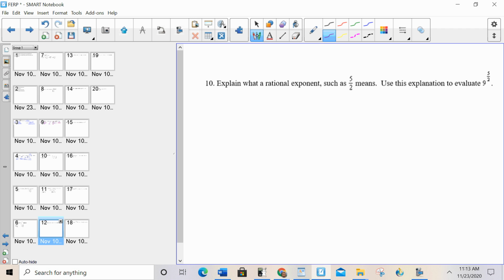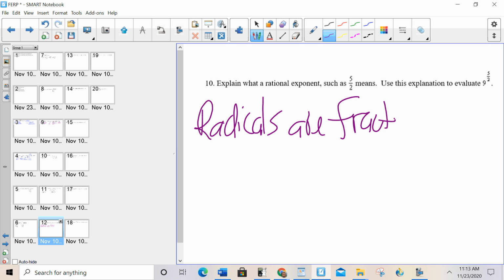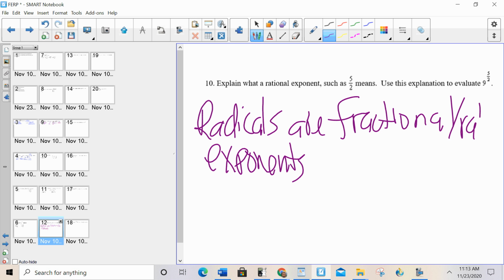Well, the answer is pretty much always the same. Radicals are fractional exponents. And we'll say fractional slash rational. So a rational expression is basically a fraction. So those terms are relatively interchangeable when it comes to fractions. A fractional equation is also called a rational. I'm sorry, a fractional exponent is also called a rational exponent. So radicals are fractional slash rational exponents, and then it's always the power over the root.